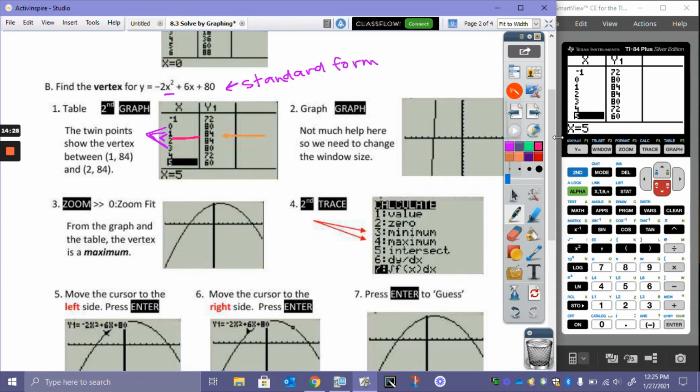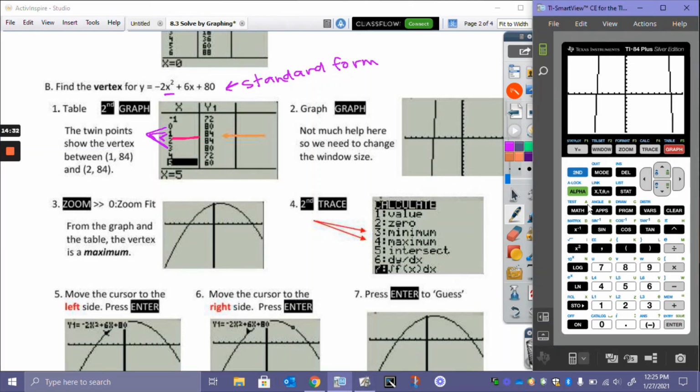But the table itself does not give us that, so we've got to figure it out. So let's look at our graph. Okay, notice at first when we're looking at our graph like this, it doesn't make much sense and we can't actually tell what's going on. So this is where Zoom Fit comes in handy. So go to Zoom. I know there's not a 0 on the screen, but you can still select it. And notice how that puts a nice little graph fitted onto our screen.